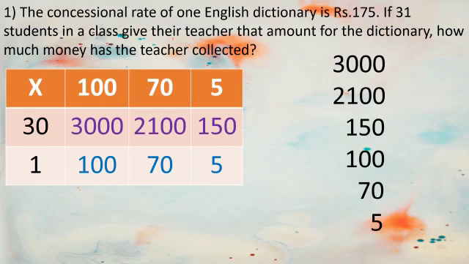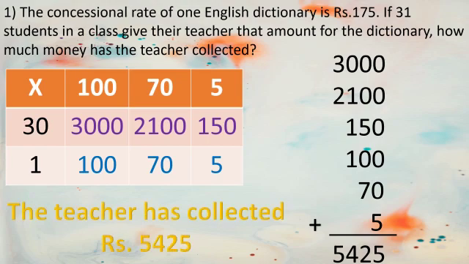Then you need to do the addition, that is 3000 plus 2100 plus 150 plus 100 plus 70 plus 5. So you'll get the final answer as 5425. So students, the last statement will be, the teacher has collected rupees 5425. How much money has the teacher collected? The teacher has collected rupees 5425. Is that clear? So students, in this way you have to solve the word problems of multiplication.